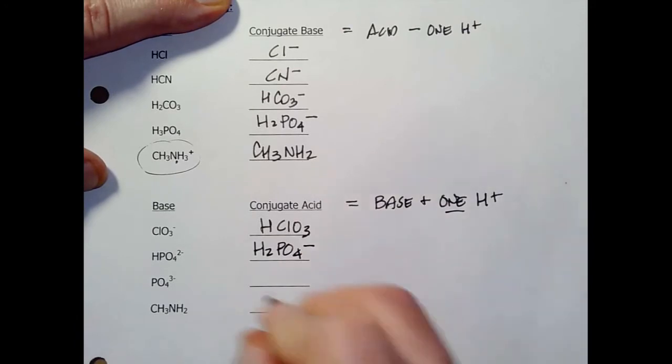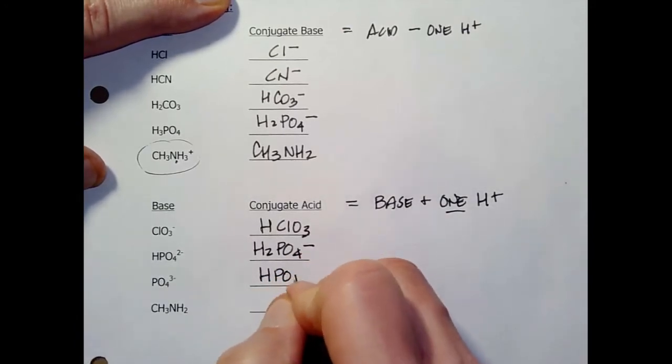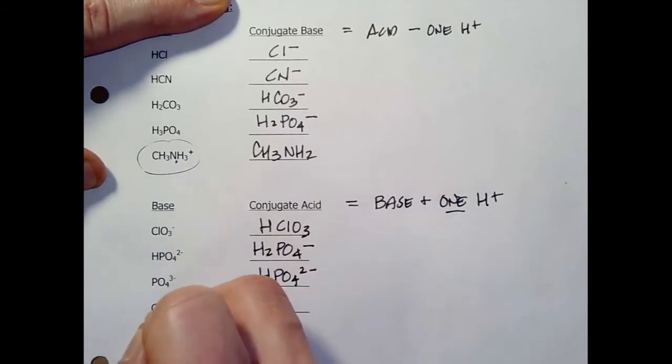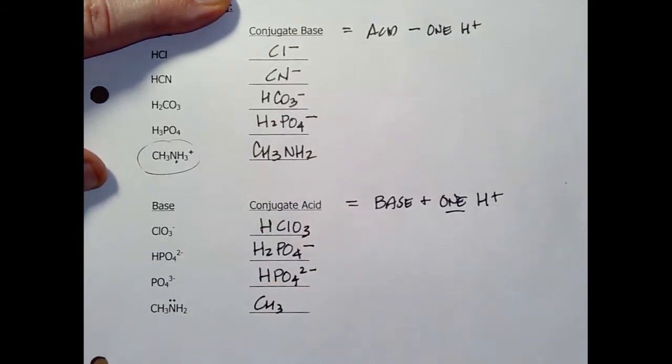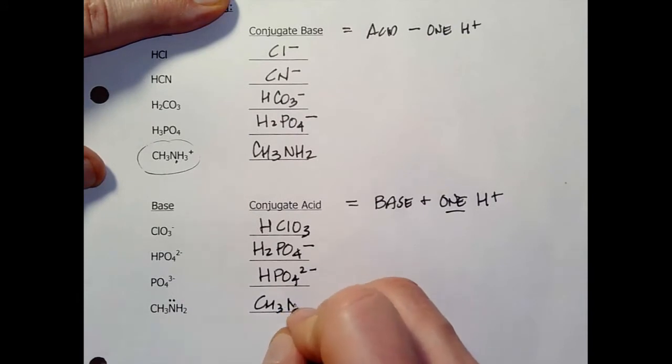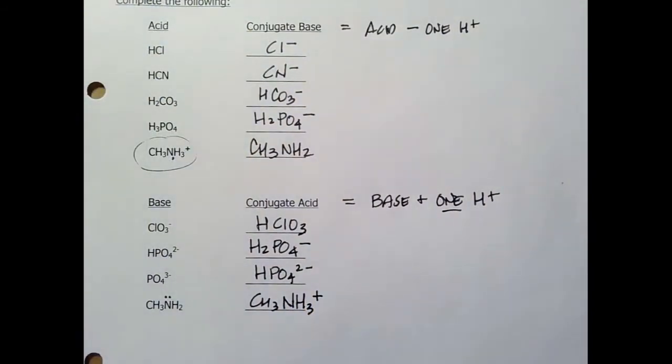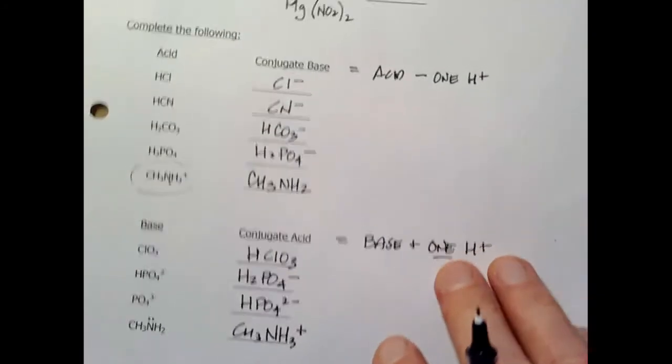H2PO4 minus, HPO4 2 minus, CH3, and I have to remember that nitrogen has those electrons, and H3 plus. Okay, a little more practice.